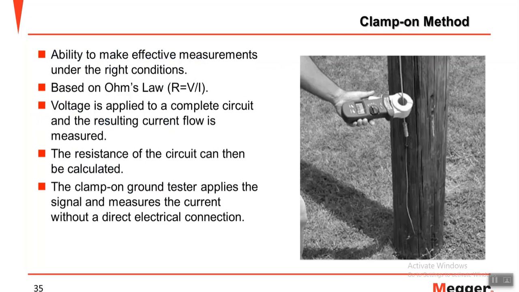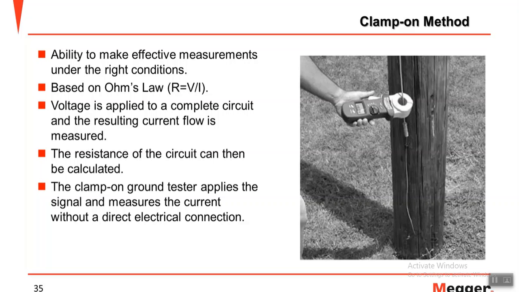The last method is clamp on. I think this is the last method that I will explain in today's webinar. The clamp method actually uses Ohm's law. If you open the jaw of the clamp, there are actually two coils inside the clamp. One is a voltage coil, and the other one is a current coil.